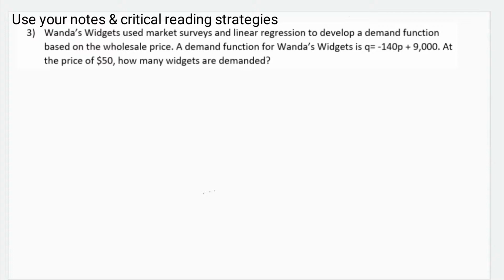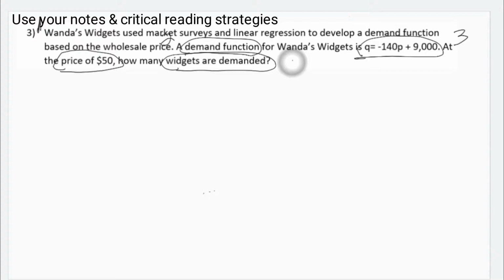Okay, Wanda's Widgets uses market surveys and linear regression to develop a demand function based on the wholesale price. A demand function for Wanda's Widgets is Q is equal to negative 140p plus 9,000. At a price of $50, how many widgets are demanded? So we're going to go ahead and use our strategy. So I go 1, 2, 3. I'm going to circle the key parts. A demand function. So this is the demand function. At a price of $50, how many widgets are demanded? So what we're solving for is Q. Remember, Q is the quantity.